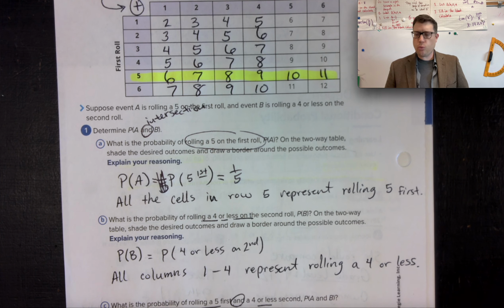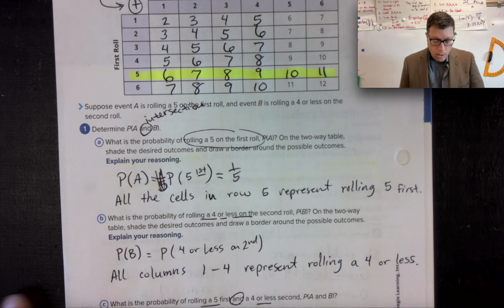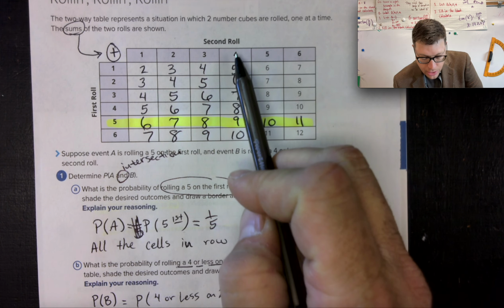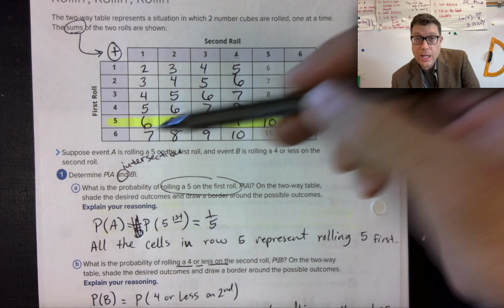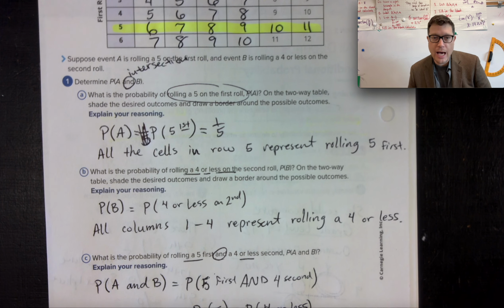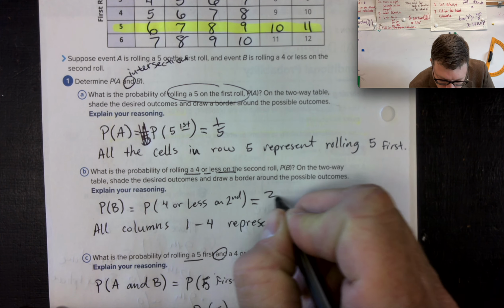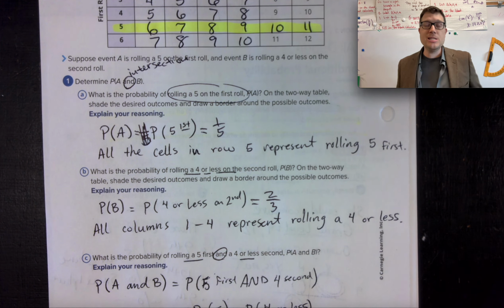What is the probability of rolling a 4 or less on the second roll? Well, a 4 or less is this one, this one, this one, or this one. So that's all of these. Getting a 4 or less, that's a 2/3 chance of that happening. So all of the columns from 1 to 4 are representing rolling a 4 or less on the second roll.